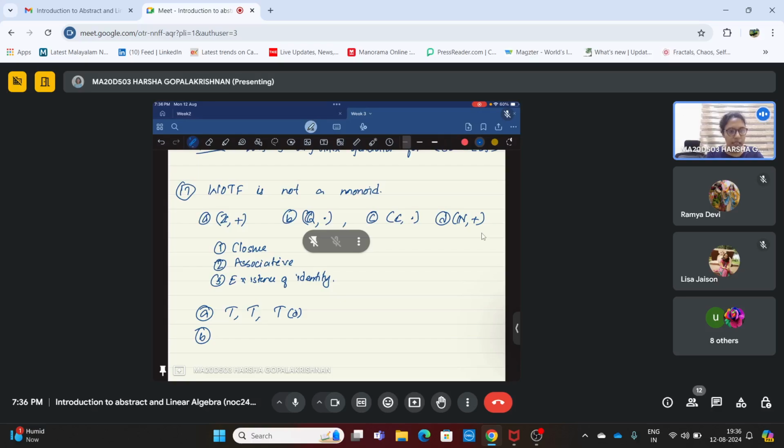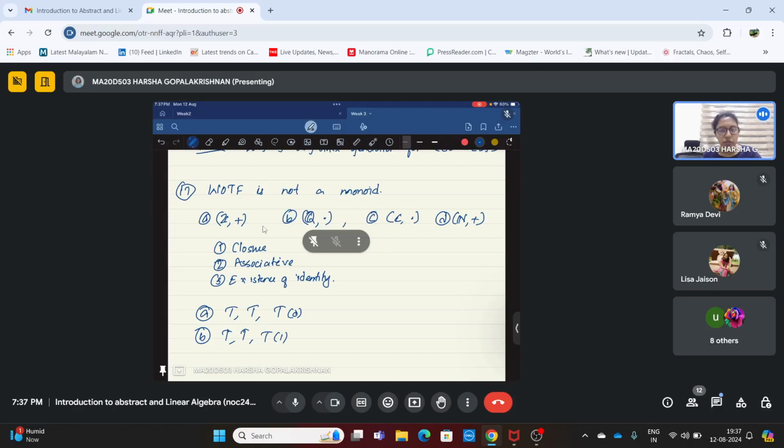Again, closure is satisfied, right? If I am multiplying two rationals, again it is a rational, and associativity is also true. If I am multiplying A dot B dot C or A dot B dot C, both are the same, right? So associativity is there. And what is the identity here? Yeah, answer is D. Good. In this case B, what is the identity? It is 1. So the second option is also a monoid.